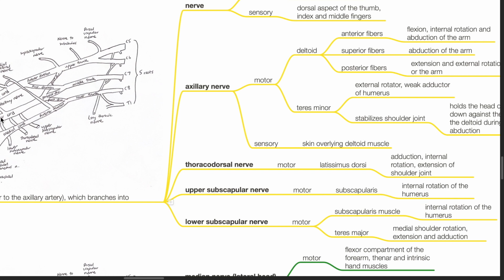The lower subscapular nerve provides motor supply to the subscapularis, which internally rotates the humerus, and the teres major, which rotates the shoulder medially and extends and adducts the shoulder.